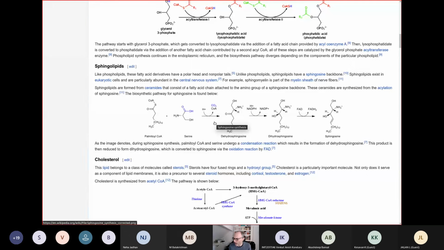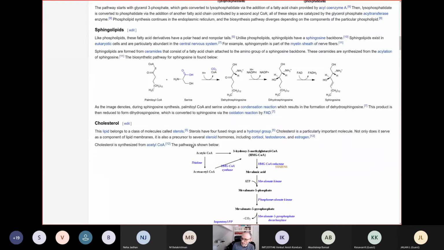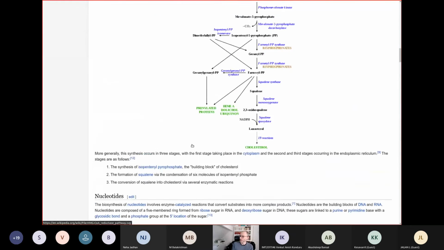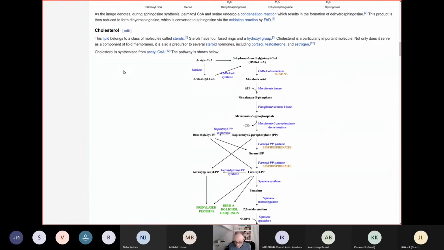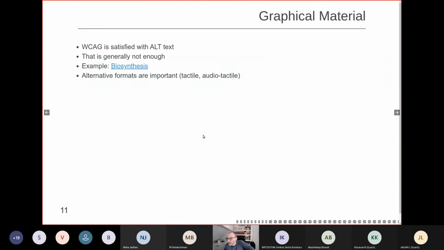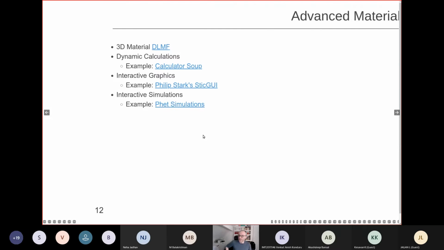And the image is even more massive. It has 5 components and a lot of arrows between, and the alt text is just 2 words, which is sphingosine synthesis. As I said, I can't even pronounce that. Neither can screen readers, by the way. And there's even worse on that page. Right?